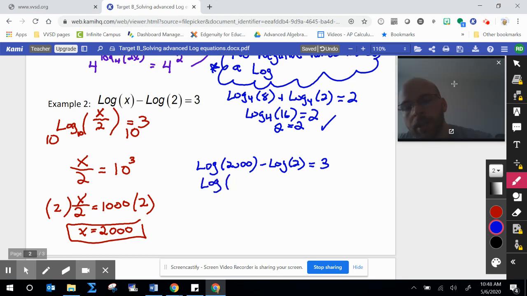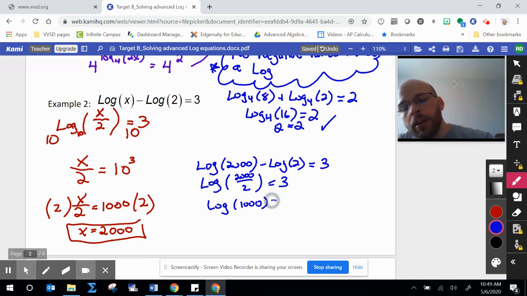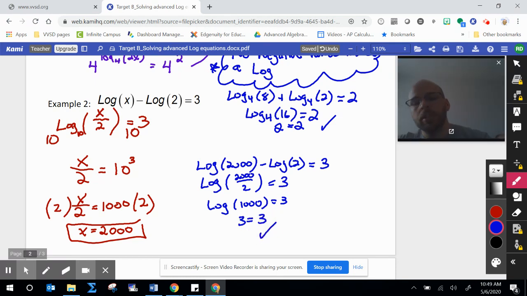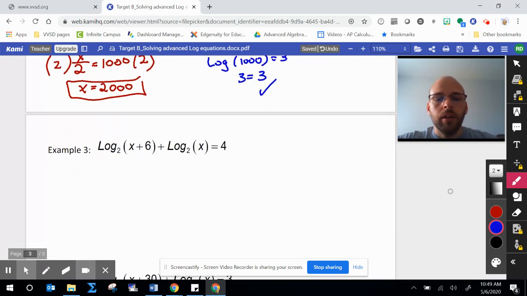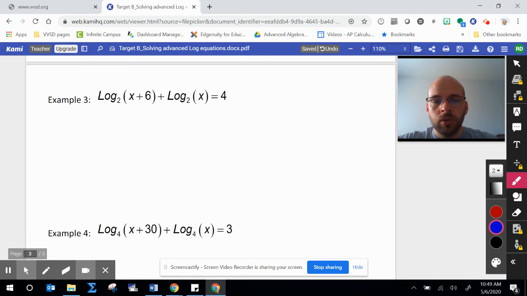I'm going to say the log, and because it's subtraction, I am going to divide. And if I divide, I get the log of 1,000 is equal to 3. And if you type in log of 1,000 into your calculator, you do get 3 equals 3. So that does work. So again, I'm checking for any extraneous solutions. All right. Now, the following examples will probably have more extraneous solutions.